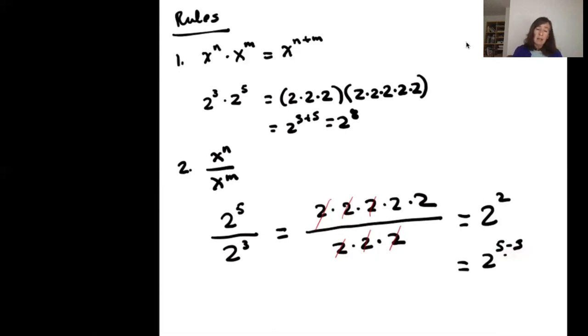Okay, now let's look at the other case, the one that I started to write before. What if the smaller exponent is in the top? 2 to the 3rd power divided by 2 to the 5th power.